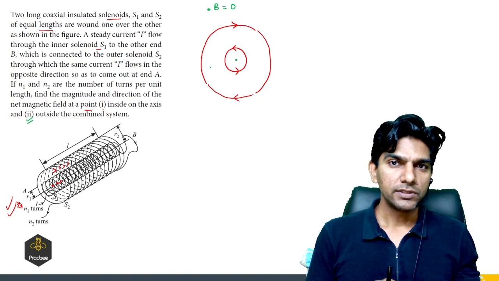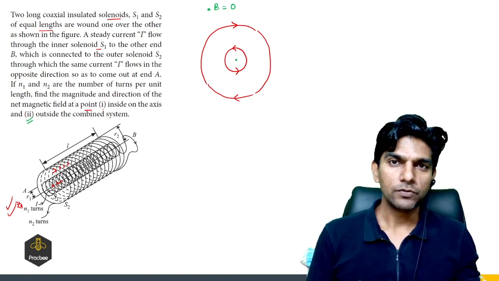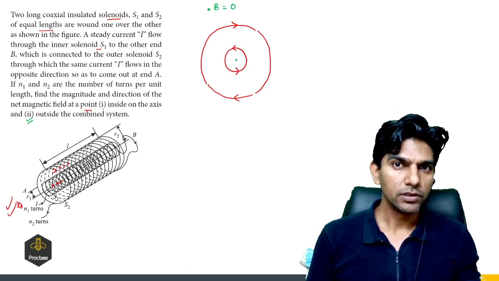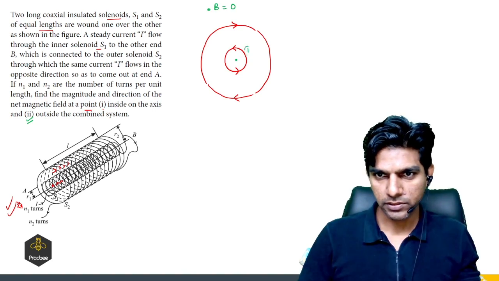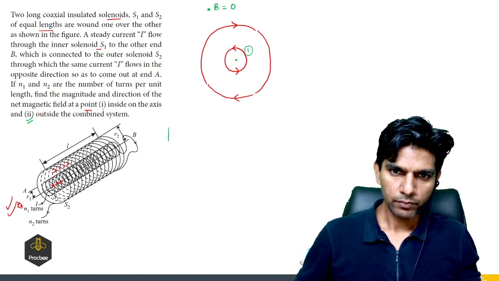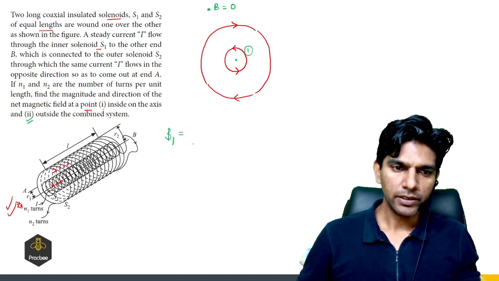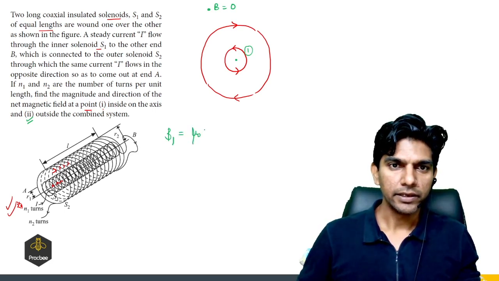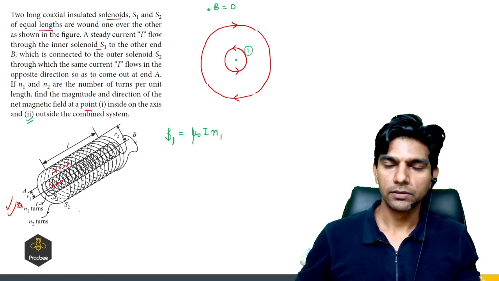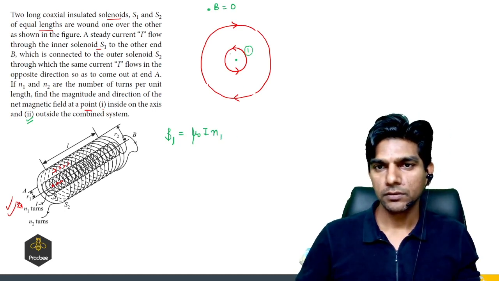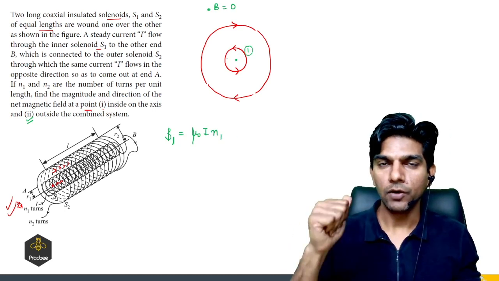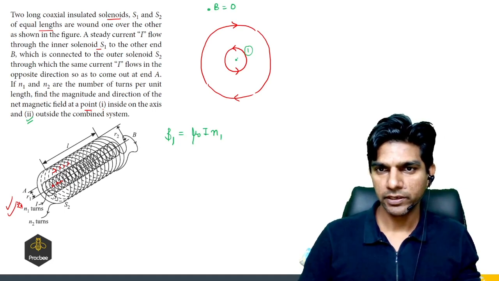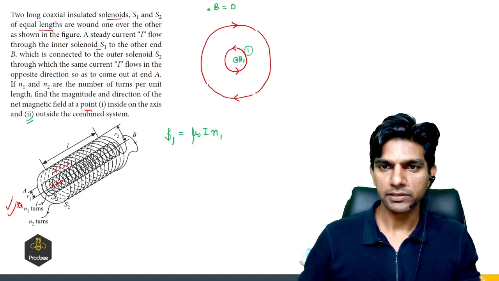Now we have two sources. Now there are two solenoids. So we have to add the field by both the solenoids. Now due to this first solenoid, the magnetic field at the axis will be mu naught I times N1, and it will be out of the plane. So this is the field out of the plane. So this will be B1, let us say.